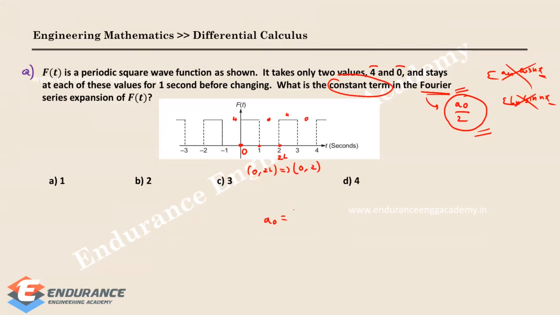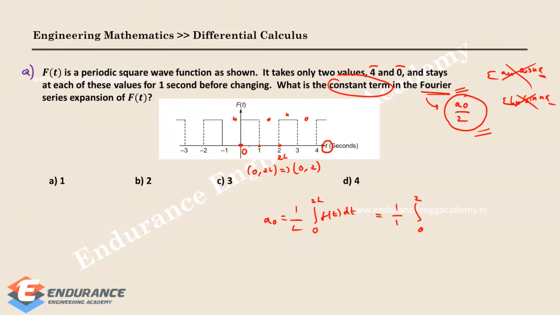Generally our a0 formula is 1 by L integral of 0 to 2L f of x dx. So that will be equal to 1 by L. 2L is 2, so L will be 1. Integral of 0 to 2. f of x is what? In this case, it is not f of x, it will be f of t, because everything was in terms of t. I will change that also, in terms of t.